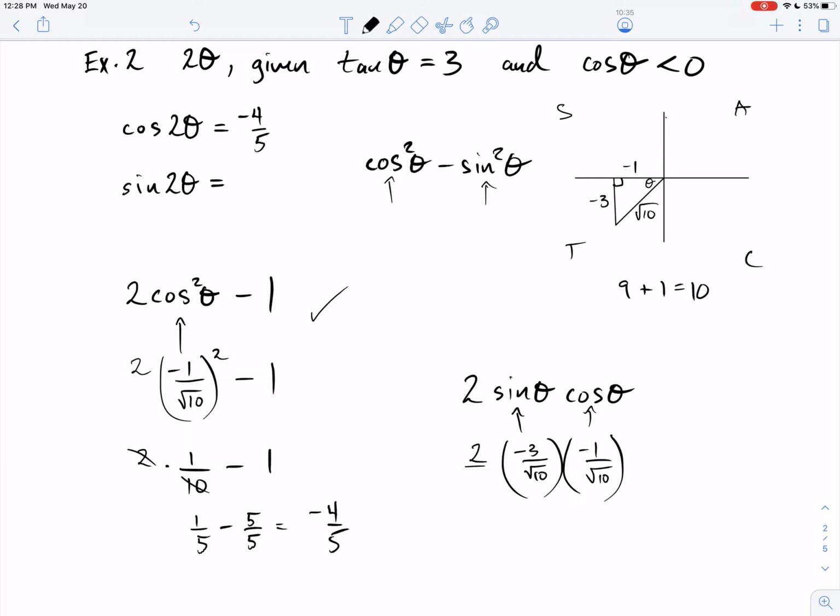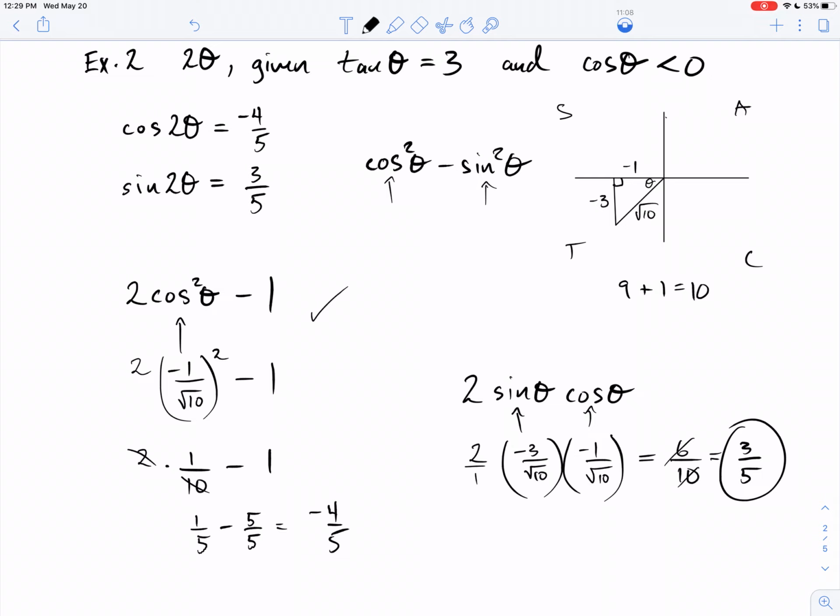On the top, I have a 2 over 1 here, so I go 2 times -3 times -1. Don't make a sign error, that's 6. On the bottom, 1 times rad 10 times rad 10, that is 10. And I can reduce those because they're a reducible fraction. That's 3/5. That's the answer they want for this. So sine 2 theta is 3/5.